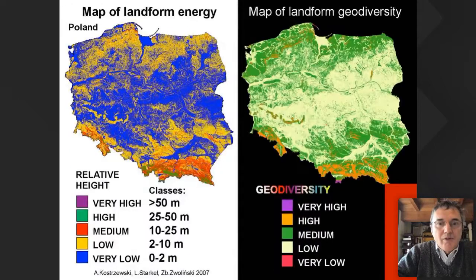And if we look, for example, at the geomorphometric explanation for this fact, by comparing the map of landform energy in Poland, we can understand that the distribution of landforms, with their energies, is consistent with the map of landform geodiversity. So this is not only a Polish affair. The variability of landform is dominating geodiversity worldwide.